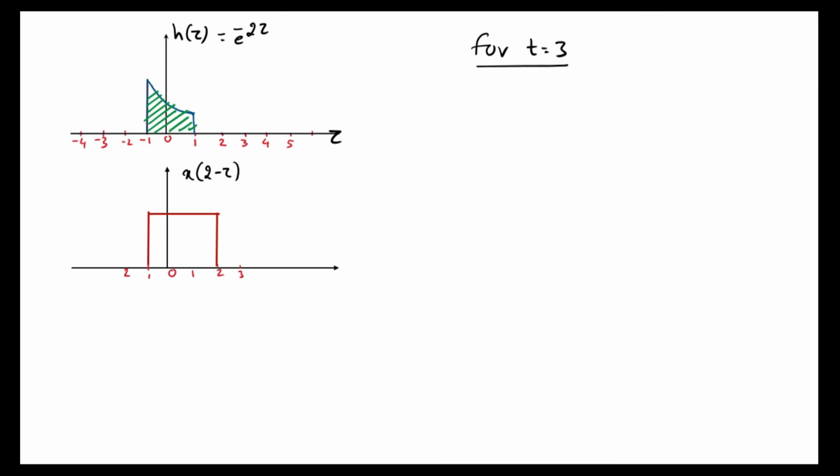So now consider t equal to 3. Here we can observe that this is x of 2 minus tau. For t equal to 3, it is supposed to become x of 3 minus tau. The x of 3 minus tau signal can be obtained by shifting this towards right by one more unit. I will shift this signal towards right by 1 unit.